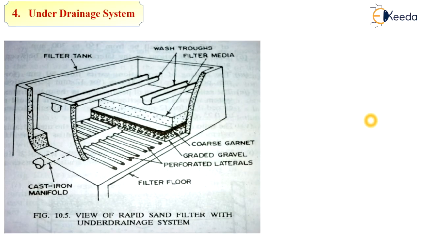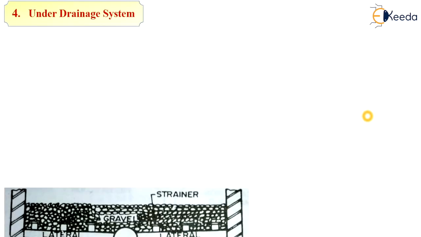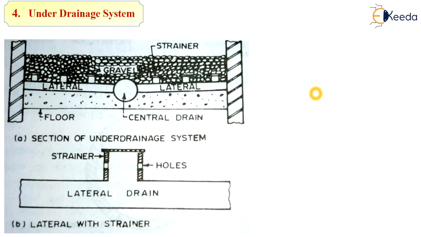The next component is the under drainage system. So this is the diagrammatical representation of the under drainage system of a rapid sand filter. As you can see, this is the central drain and slope is maintained towards the central drain, and this is the main hole and this is the lateral drain. So it is the combination of main drain and lateral drain, similar to the slow sand filter.